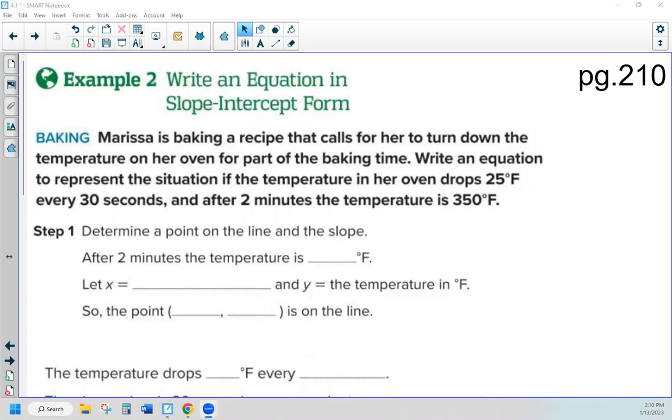This is the second part of this lesson where we're doing example number 2 along with the practice problems. All right, example number 2. What is it that they want us to do? Write an equation in slope-intercept form, the same thing that we did for the first part. But in this part, we're going to be taking this information from real-world scenarios.